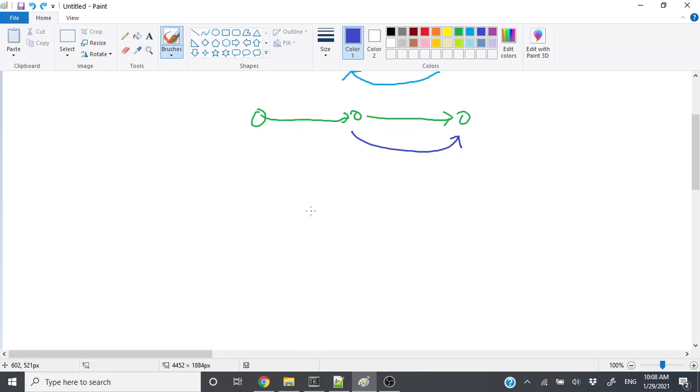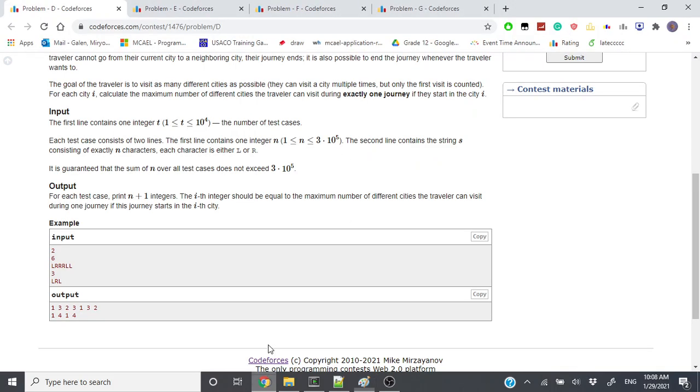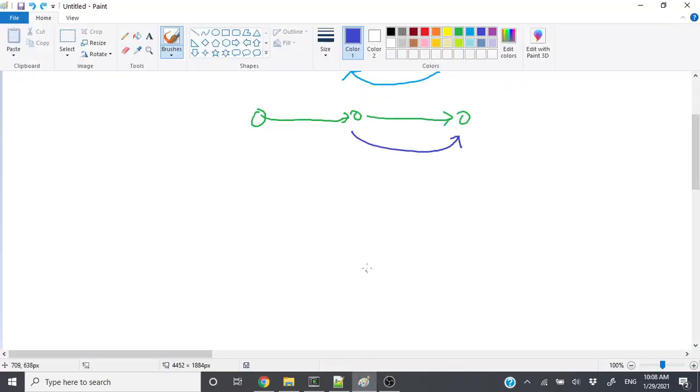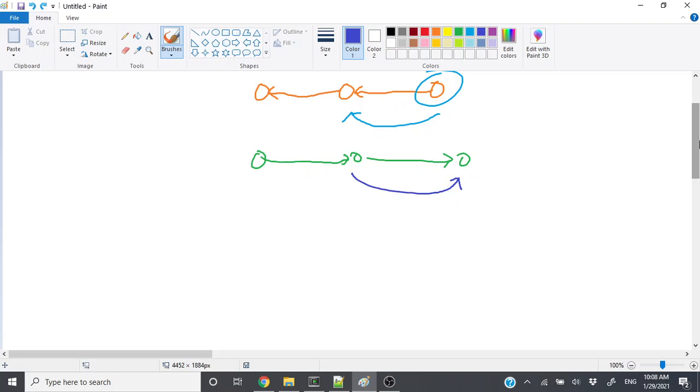Now, another thing to note is that it's like there's some sort of parity stuff going on. Like, if we start at an even vertex, then every other even vertex we visit will have the same configuration, and every other odd vertex we visit will have the same configuration. Also means that we should always be able to go back the way we came, I think. Is that how that works?